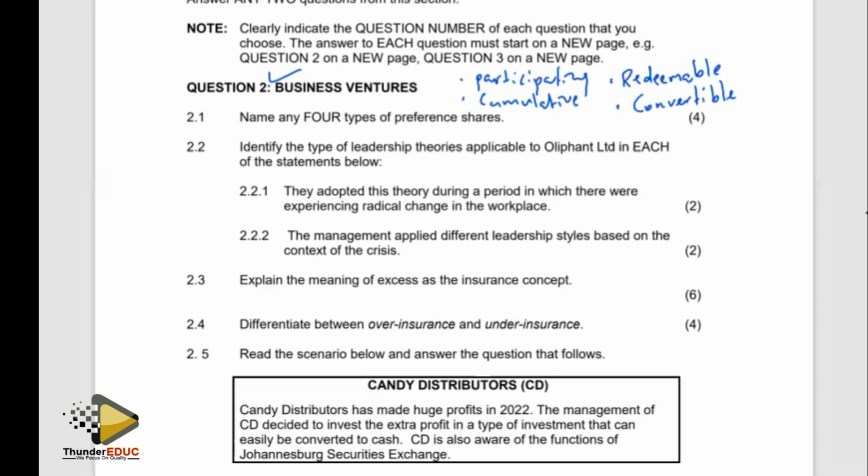Identify the type of leadership theories applicable to Olifant Ltd in each of the statements below. So now, great thoughts. Remember, these action verbs, they mean a lot. When a question says identify, you must know what is expected of you. Some of you take these action verbs very lightly, not knowing that these action verbs do have a serious meaning. They do have a serious message. So, okay, right. So now let's check 2.2.1.